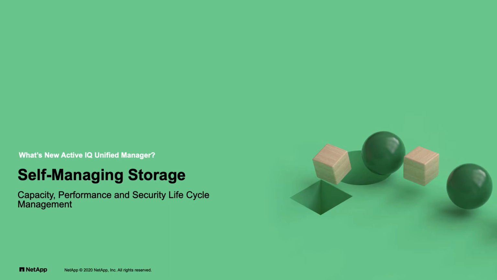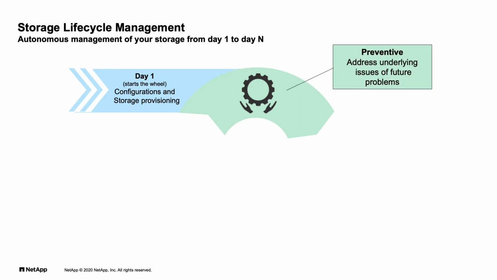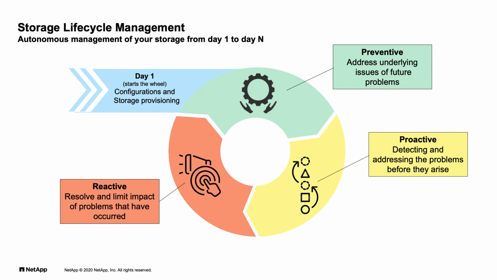You can think of the elements of lifecycle management in four categories. They are day one management, which involves configurations and storage provisioning; preventative management, which involves addressing underlying issues of future problems; proactive management, which involves detecting and addressing the problems before they arise; and reactive management, which involves resolving and limiting the impact of a particular problem that has just occurred.